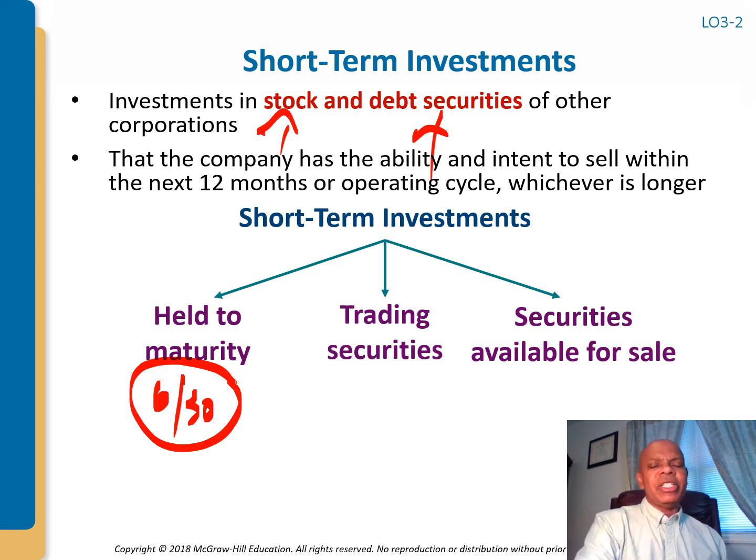Then you have trading securities. Trading securities, you buy and sell. And then there are securities available for sale. These ones you sell only when you see an opportunity, the high prices, whatnot. You keep it, and whenever the time comes, you sell it. That's the 3 different types of investments.